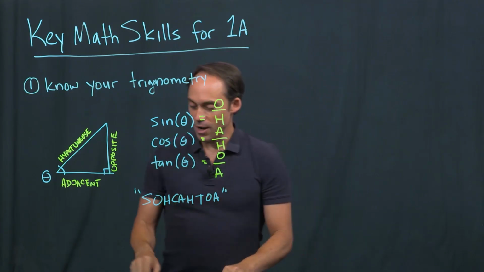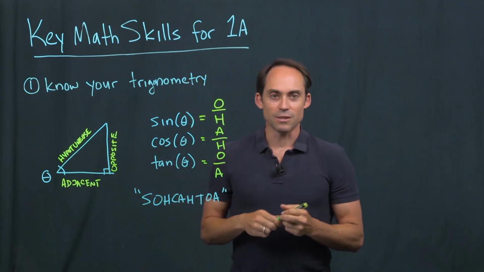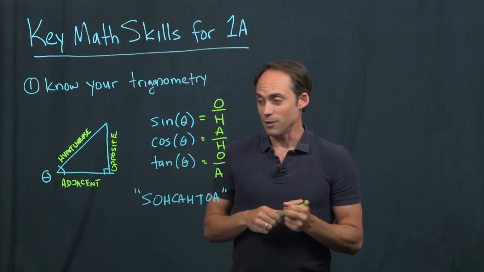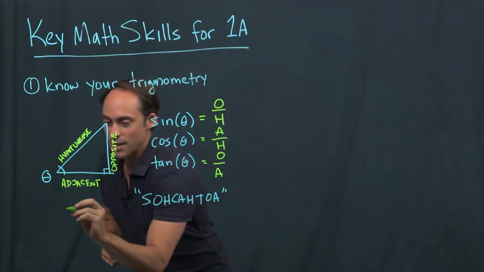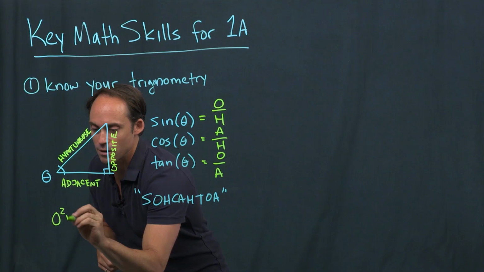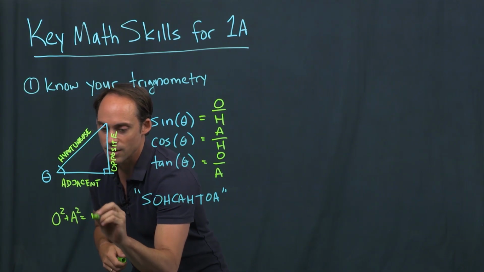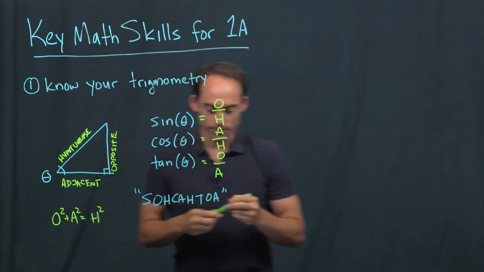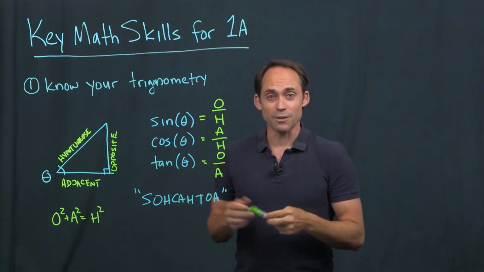And also keep in mind that we have a relationship between these different sides because it's a right triangle. This is the Pythagorean theorem, and that's that the opposite squared plus the adjacent squared is equal to the hypotenuse squared. Now, when would you use these kinds of relations?